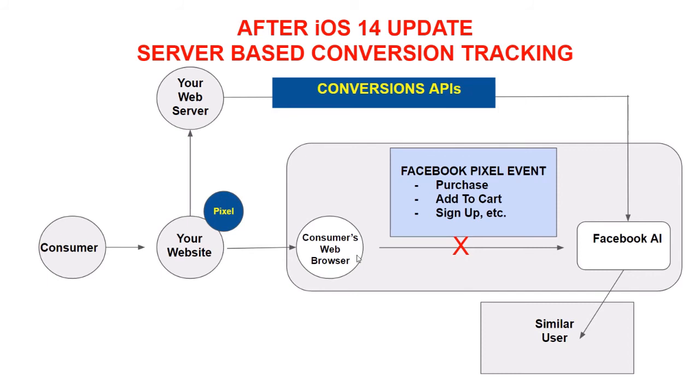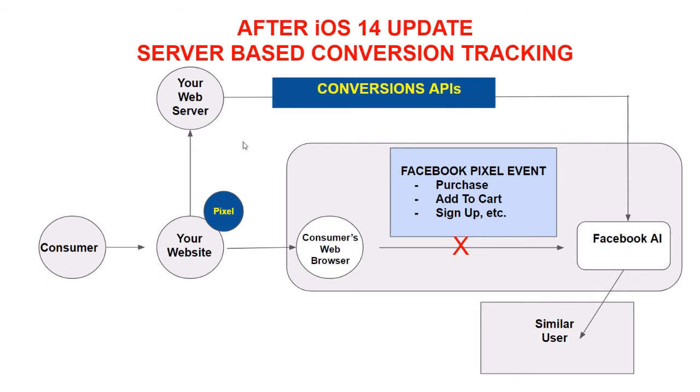If this consumer opts out and says, I don't want that to happen, then this information will not move from here to Facebook, and there won't be results, because Facebook will not know what these people are doing, and it will not know the type of people like them that it can show your adverts to. So what do we do? That's where Conversions API comes in.